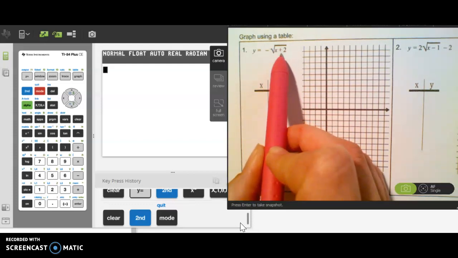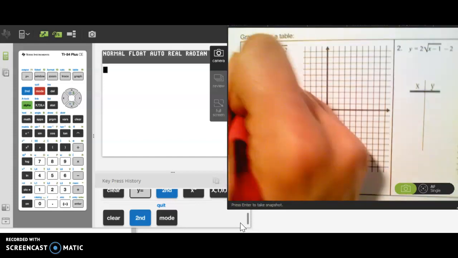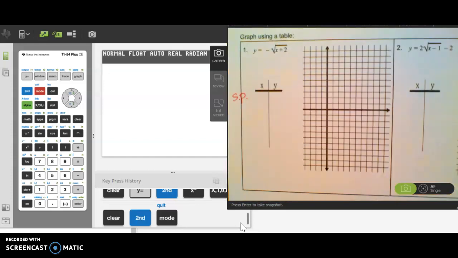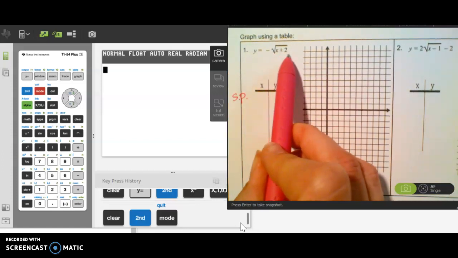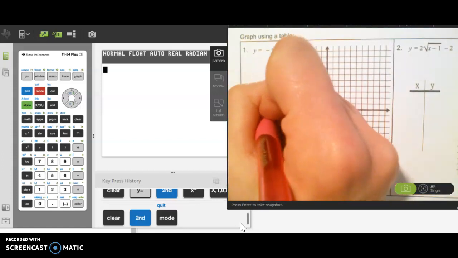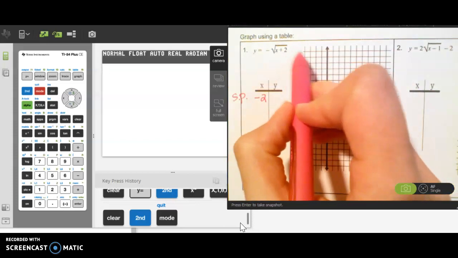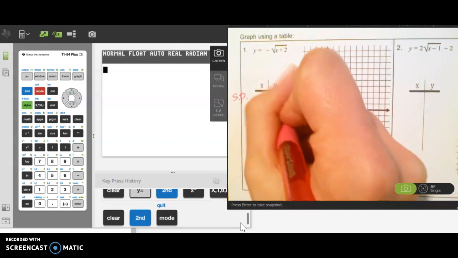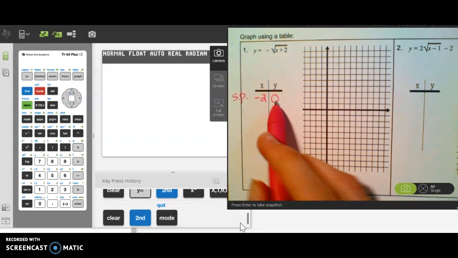And what's the starting point of this? The starting point will always be the first point in our graph. So I'm going to put SP for starting point. Well, the x value of this starting point, we look inside and we see a positive 2, so we take the opposite, negative 2. And then there's actually no k value here, so that means our y is 0. So our starting point is negative 2, 0, and we'll see that when we graph it.